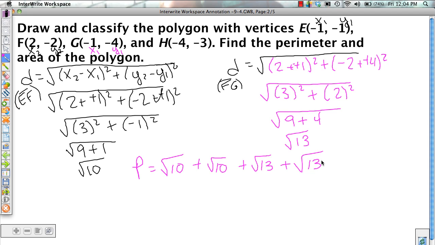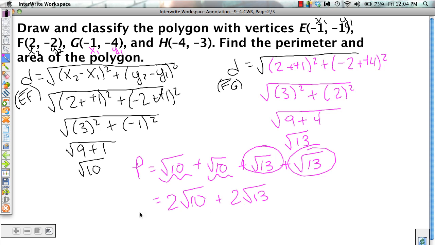Remember your rules about your radicals. We can combine square root of 10 and square root of 10 to give us 2 square roots of 10. And we can combine square root of 13 and square root of 13 to get 2 square roots of 13. This is our perimeter. Don't forget to put your units at the end. This is the exact answer. If it had said round to the nearest tenth, hundredth, or whatever, then you type it in the calculator and you get your approximation. But this is the exact perimeter for our parallelogram.